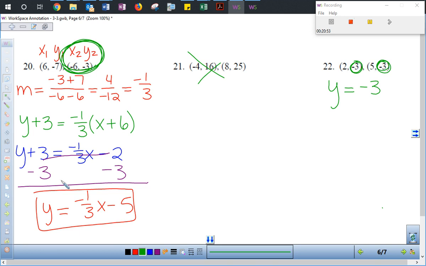Now, if you wanted to, you could go through this whole process of m equals, find the slope, substitute it in, and you'll still get the same answer. It's just a little bit more work. So look, always check your ordered pairs first. That can save you time in the future.